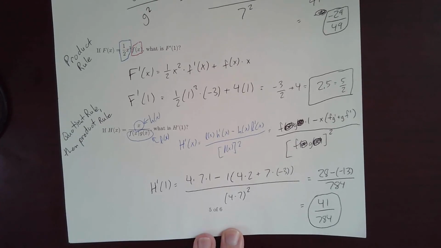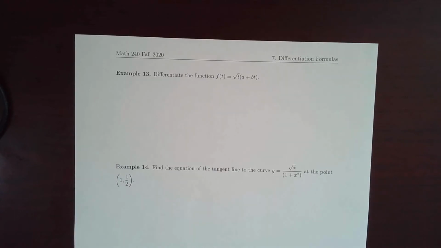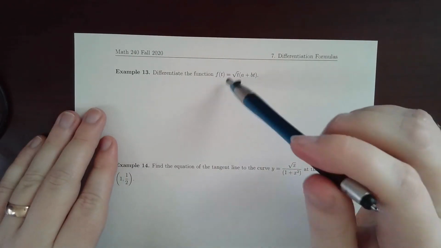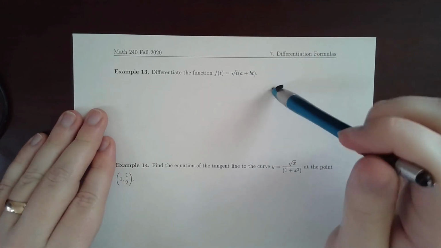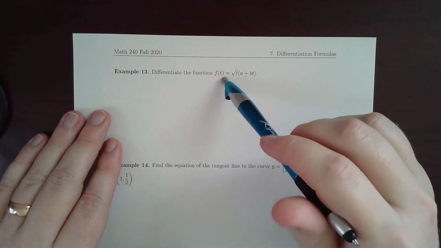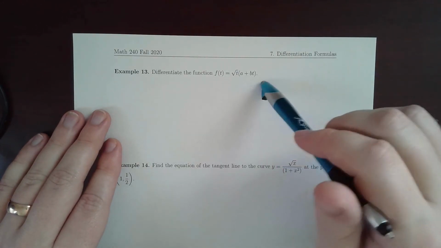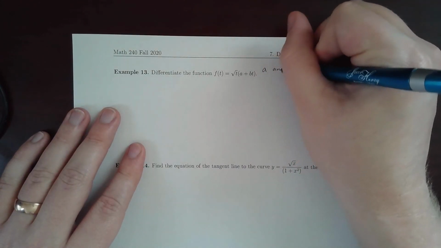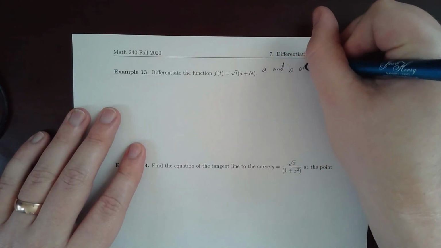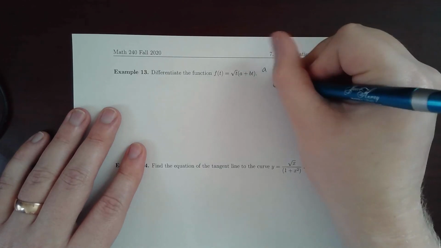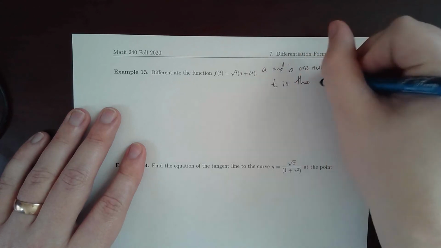All right, we're almost done. We've got one more page. Okay, so let's say we wanted to go ahead and differentiate this function here. Since we're talking about our function being in terms of t, we don't know what a and b are. They're just going to be numbers. So a and b are numbers. T is the variable.